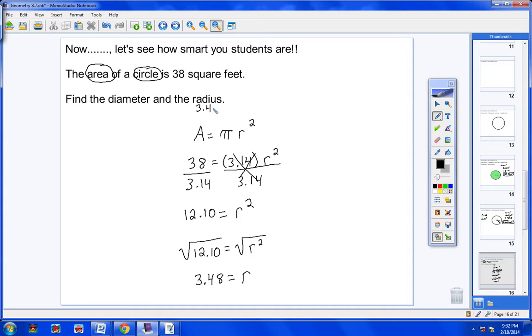Now hold it, think about this. Remember the diameter is always twice as big as the radius. So if I take 3.48 and multiply it by 2, now I know the diameter is 6.96. Remember, the radius is always half as big as the diameter. Or in other words, the diameter is twice as big as the radius. Okay? So with that in mind, don't forget we're dealing with square feet. So your radius is 3.48 feet and your diameter is 6.96 feet.